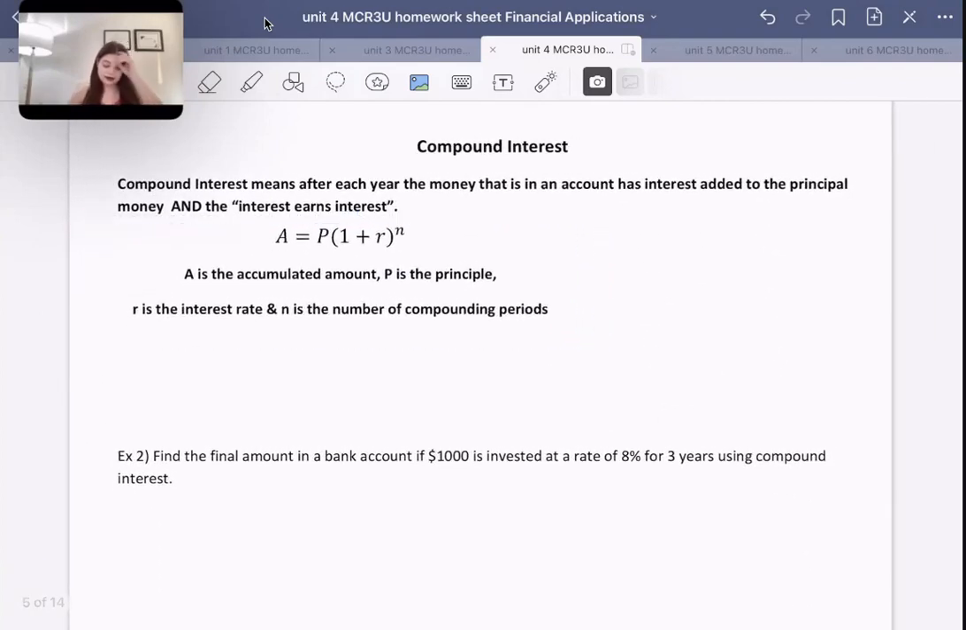Okay, and here it talks about compound interest. Compound interest means each year the money is in the account, interest is added to the principal money and the interest. So interest earns interest.